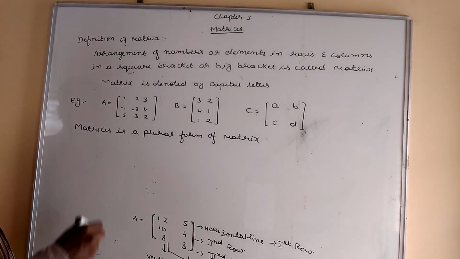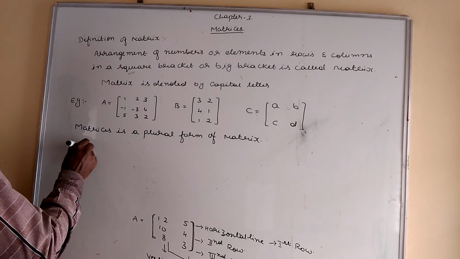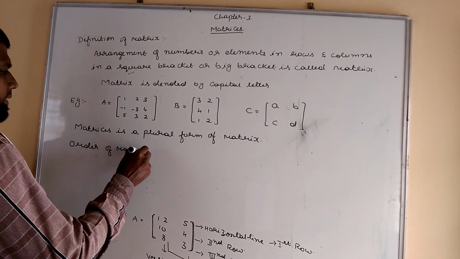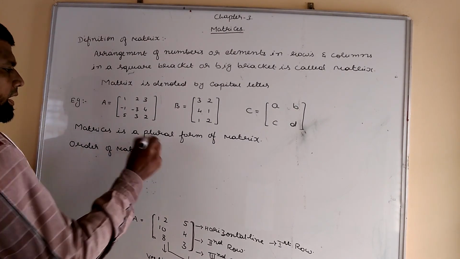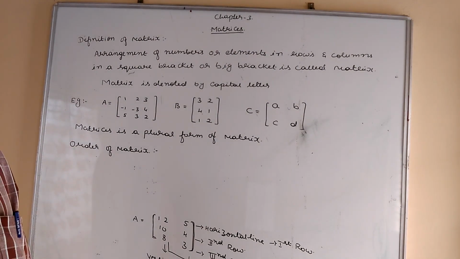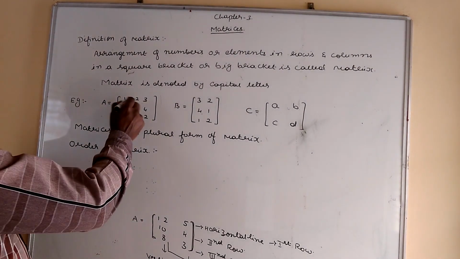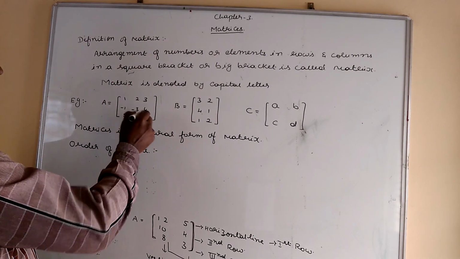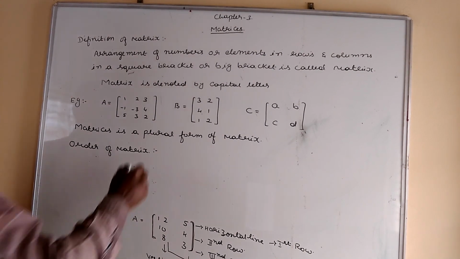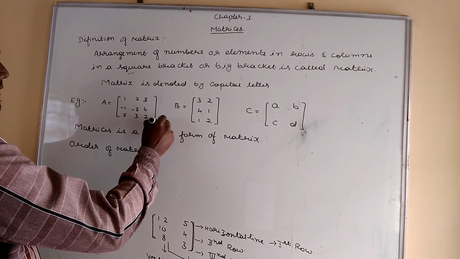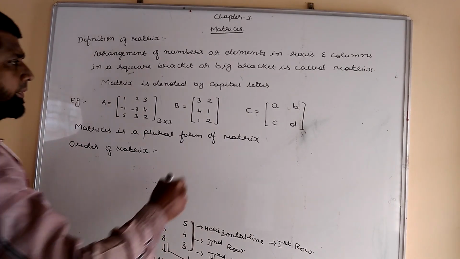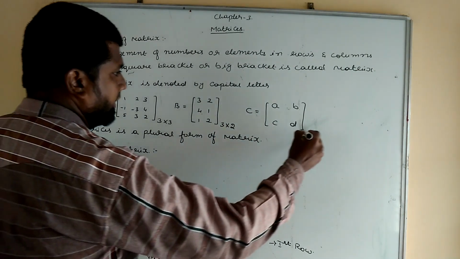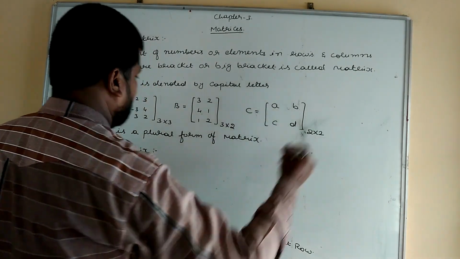Now let us go for the order of the matrix. Observe the above example first. A is equal to 1, 2, 3, -1, second row, -3, 4, 5, 3, 2. In this example, how many rows are there? 3 rows are there, 3 columns are there. Second example, 3 rows and 2 columns. In the third example, 2 rows and 2 columns.